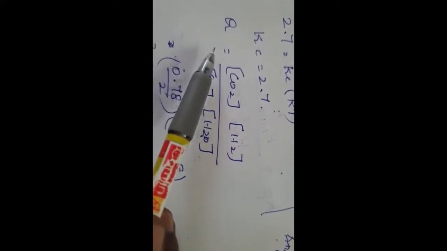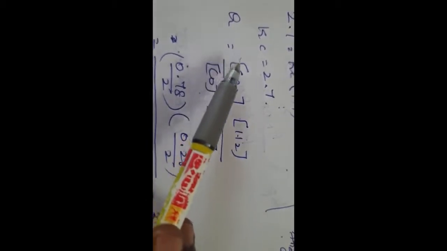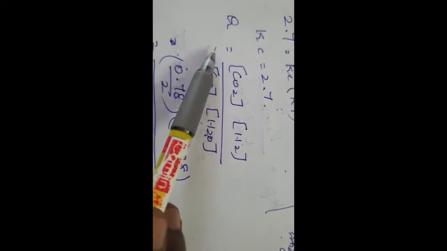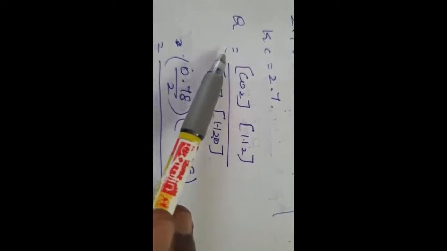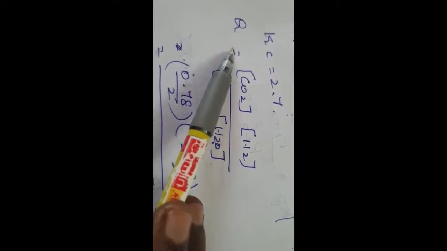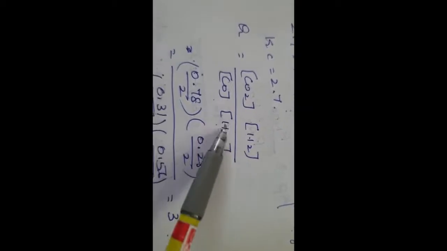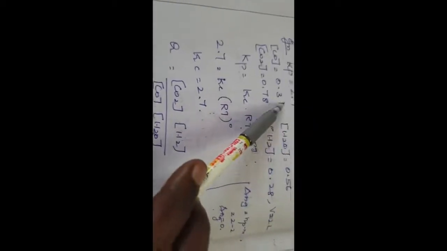Then before it reaches the equilibrium, the ratio is denoted by Q. We substitute the initial concentrations, before equilibrium is reached, and we can get the Q value. Then you compare the Kc and Q values, and you can get the direction of the reaction. Q is similar to the equilibrium constant Kc: carbon dioxide and H2 concentration divided by CO into water concentration. All the concentrations are given in the problem.